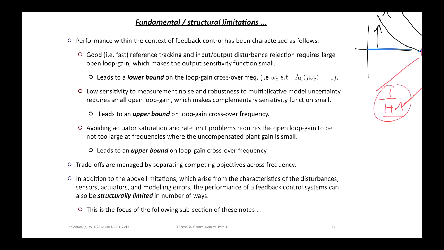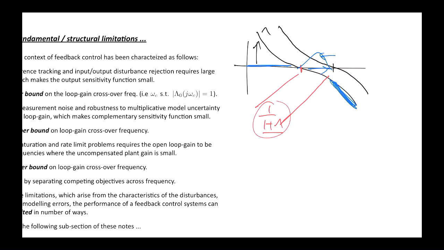And really these are determined by the nature of the external inputs to the system and how they have their energy distributed across frequency, and the nature of the modelling uncertainty. Okay? And these are managed by separating the competing objectives across frequency. That's what I'm saying. These are low frequency signals, these are high frequency type things. That's how we separate the competing objectives, right? And we can deal with them by just making sure that the open loop transfer function has the right shape across frequency. It has high gain at the right frequencies and low gain at the right frequencies.